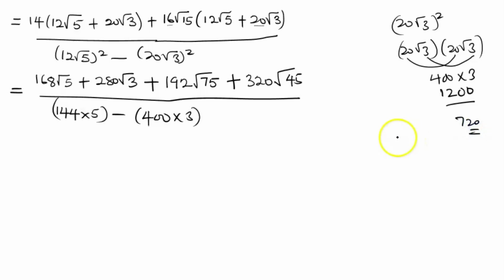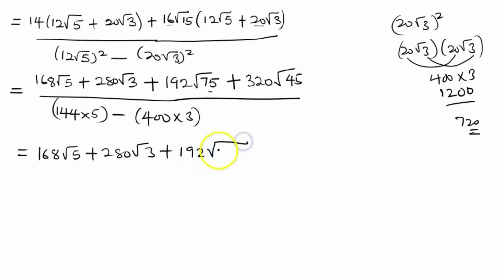I believe we are understanding this. So what we need to do now is to collect like terms at the numerator. Then I can see some that are no longer in their basic form, so I need to quickly do that. So I have 168 root 5 plus 280 root 3 plus 192. This is 25 times 3. Then plus 320. This is 25.